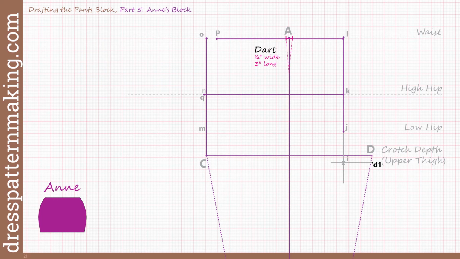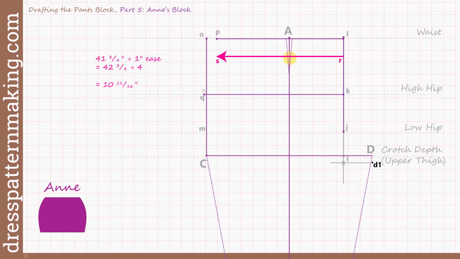Now I'll draw the dart in. I've allowed for a ½ an inch dart. I'll centre it on point A and make it 3 inches long. Now I've actually taken an extra measurement for Anne between her waist and her high hip to help with the shaping. I've taken that measurement 1½ inches below the waist. So doing the usual calculation, adding 1 inch ease and dividing by 4, I get an amount of 10 inches and 11/16. I'll measure across from point R towards the side seam and mark point S.